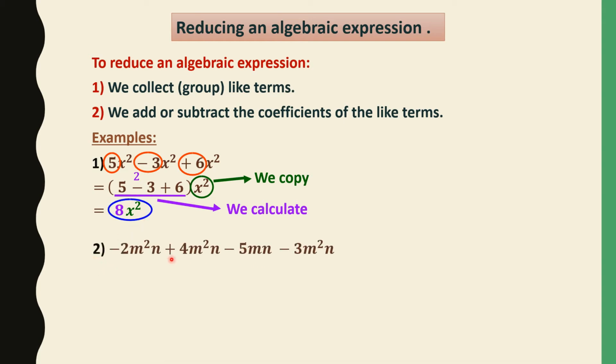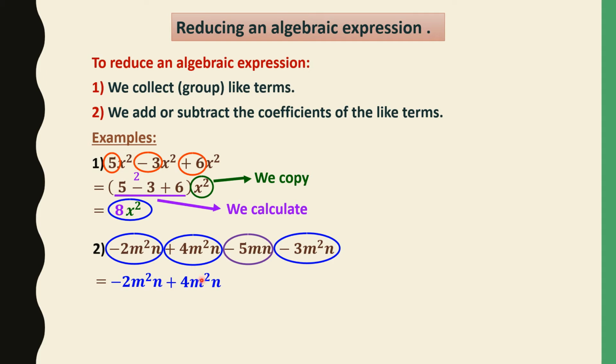Example 2. So first step, we collect or group like terms. We have here -2m squared n, +4m squared n, and -3m squared n, which are three like terms, and -5mn, which doesn't have a like term. After finding the like terms, we need to copy them next to each other: -2m squared n plus 4m squared n minus 3m squared n. We copy them with their sign. In the end, we copy -5mn.